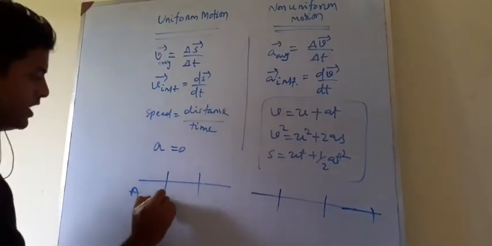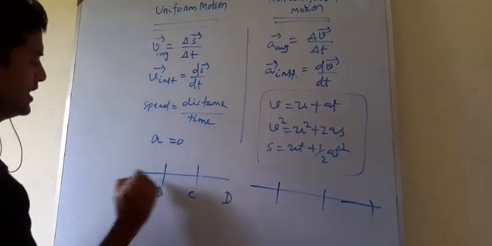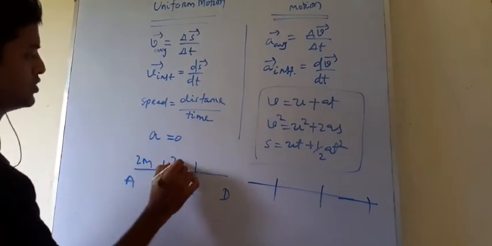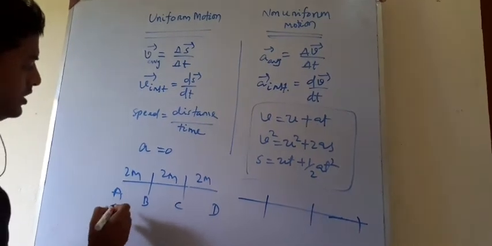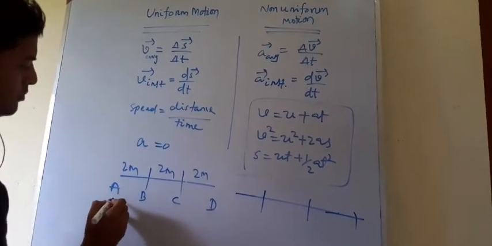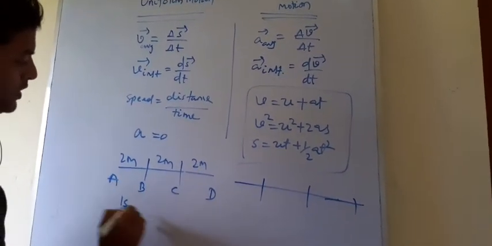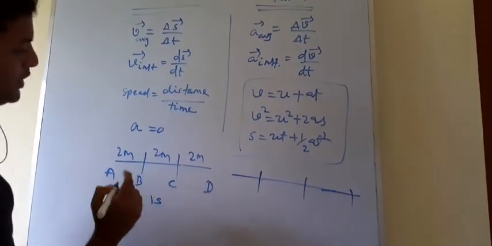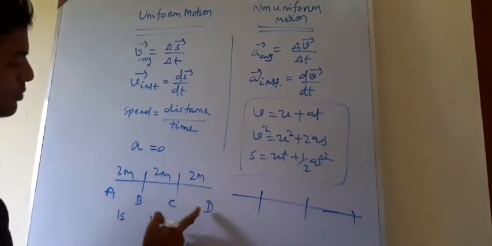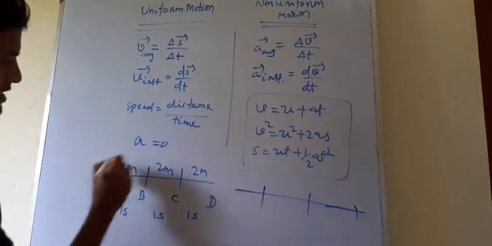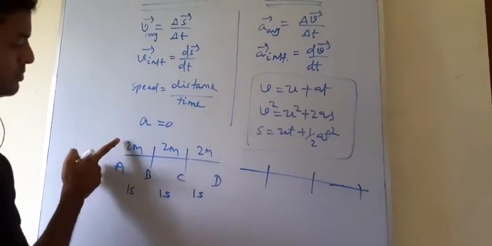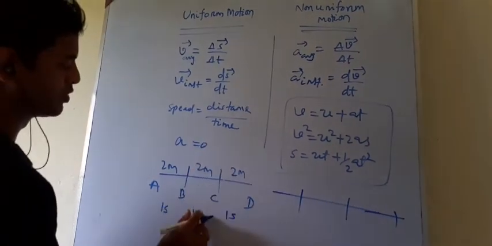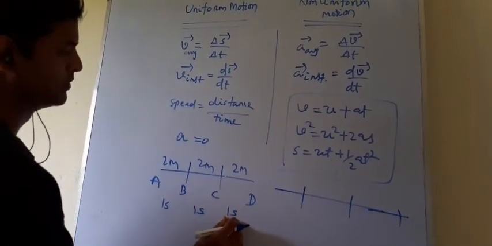Suppose this is from A to B, B to C, C to D. Let's say A to B is 2 meter, B to C is 2 meter, C to D is 2 meter, and let's say the body is taking a time of 1 second in going from A to B, another 1 second in going from B to C, another 1 second in going from C to D. So this is an example of uniform motion when a body covers equal displacement in equal intervals of time.